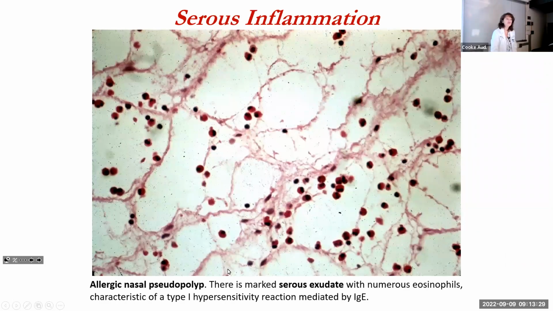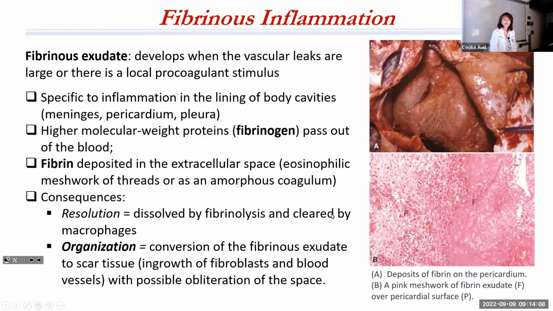Okay, here's another example. This is an allergic nasal pseudopolyp where you see, if you look in the background, there's some greenish, if you want, fluid on the slide. That is the serous exudate, which contains, aside from that fluid, these strands of mucin, all of these little pink lines, and the cell that predominates here are the, anybody recognize that? Red bright granules. Eosinophils, yes. All right, so that was serous inflammation.